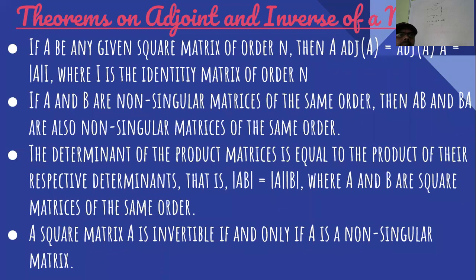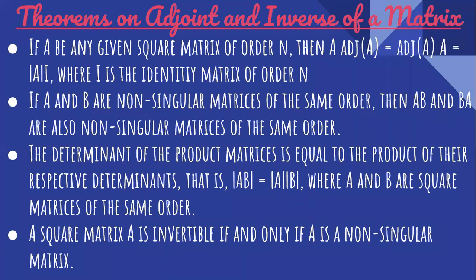Theorems on adjoint and inverse of matrix. First, if A is any given square matrix of order n, then A into adjoint of A is equal to adjoint A into A, which is equal to determinant value of A into I, where I is the identity matrix of order n. If A and B are non-singular matrices of the same order, then AB and BA are also non-singular matrices of the same order.